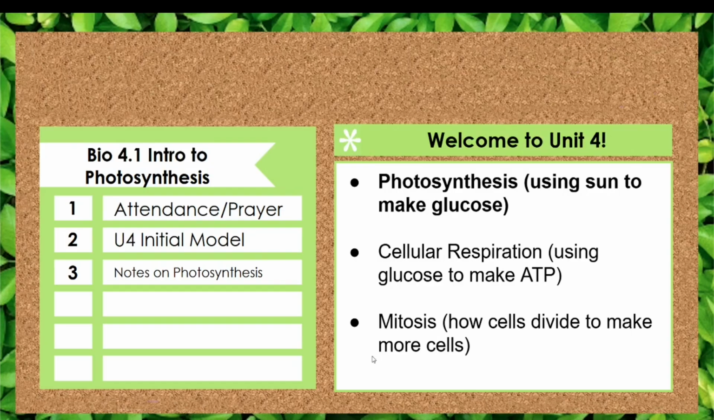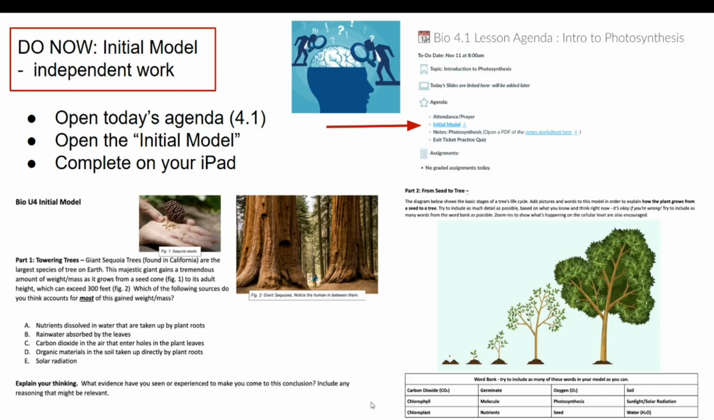Now, to start off our notes today on photosynthesis, what I would like for you to do is access today's agenda in Canvas, which should look familiar. It's up here on the top right, and there's a thing in the agenda called initial model. What I would like for you to do today for the first part of class is just to work on this initial model based off of your previous knowledge of photosynthesis.